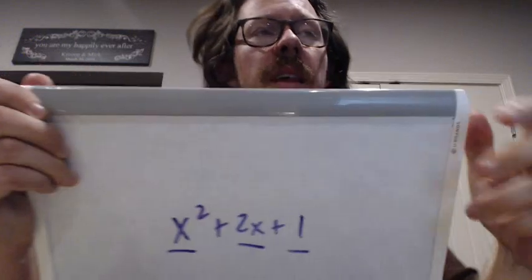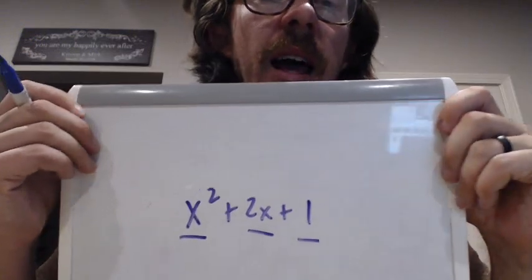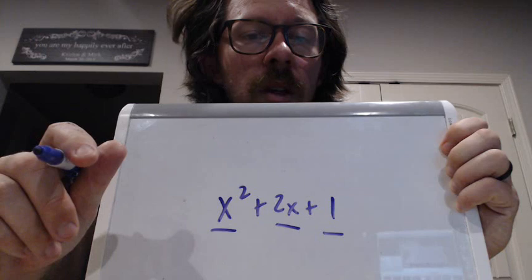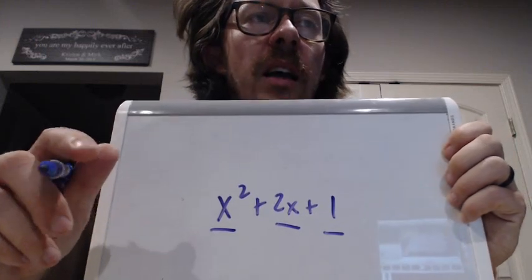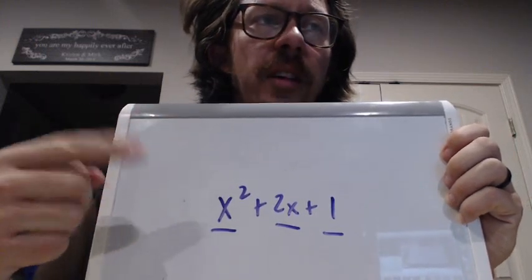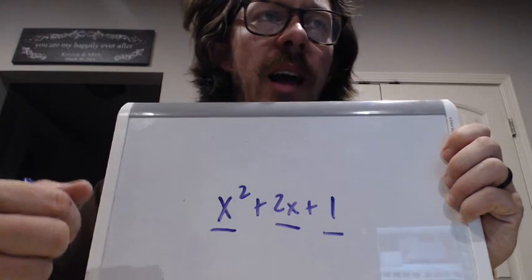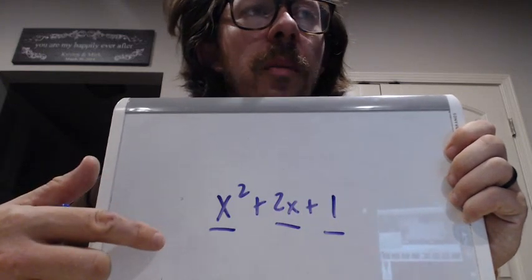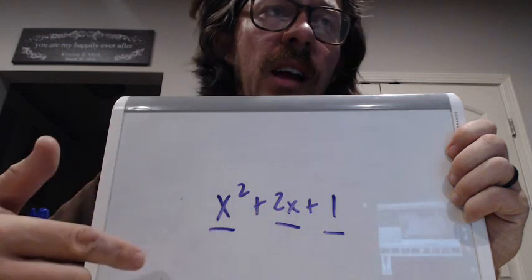But today I want to be able to classify a polynomial. Polynomials are classified by two things: their degree and the number of terms they have, okay? So, I just want to tell you how to take the degree of a polynomial.